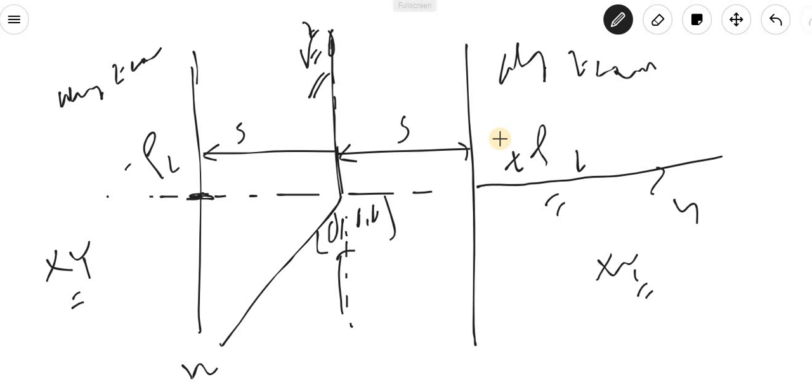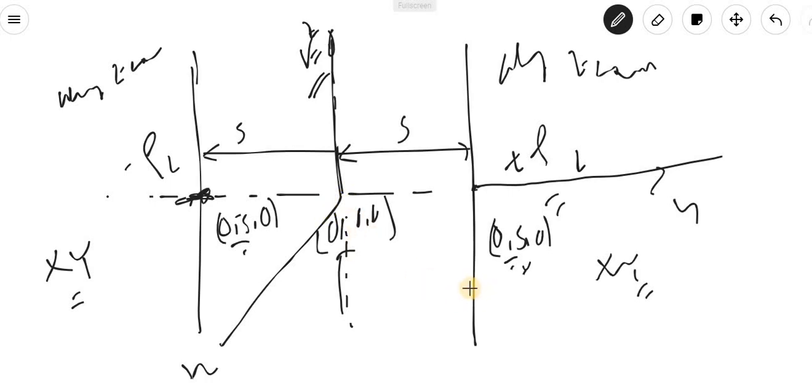Clear? Now we can consider any point. For this point the coordinates are 0, s, 0, and for the other, 0, minus s, 0. So the distance from the z-axis to where each line distribution is located is s. Clear?